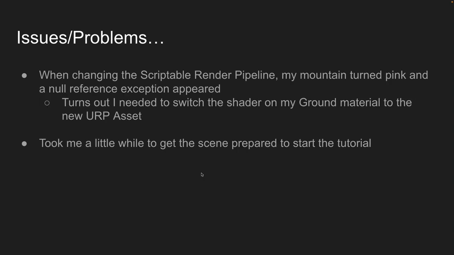Some of the issues and problems I had were when changing the scriptable render pipeline, my mountain turned pink and a null reference exception appeared. I freaked out a little bit. It was just a big change out of nowhere, but it turns out I just needed to switch the shader on my ground material to the new URP asset I was using. And it also took me a little while to get the scene prepared to start the tutorial. Well, that's not that big of a deal.